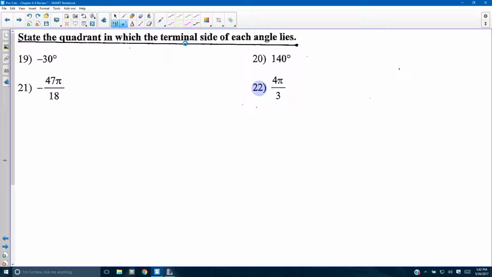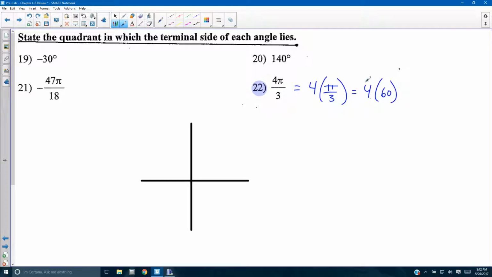Number 22, last one, 4 pi over 3. I think we already answered one of these questions for what the actual degree measure is. This time, let's play with the degree measure. I'm not even going to draw. I can ignore that drawing. 4 pi over 3 is 4/60. Okay, actually, no. Here, let's go to the drawing.